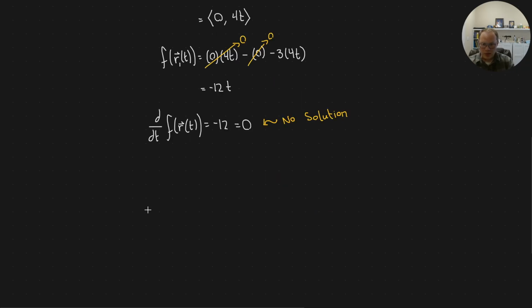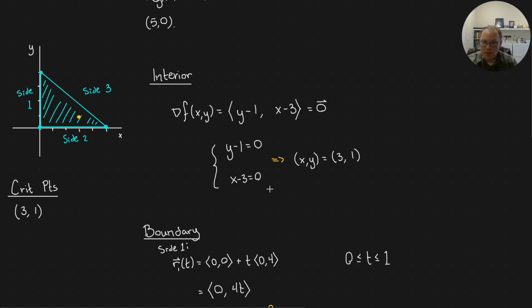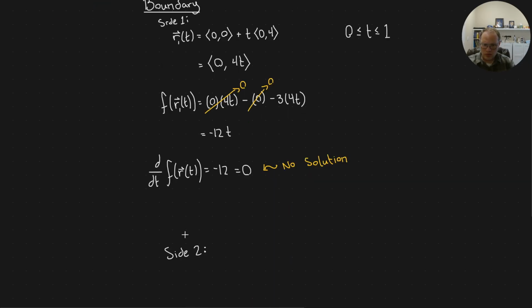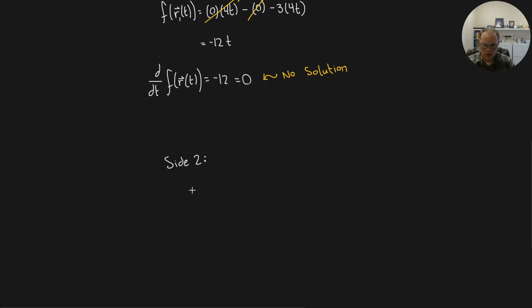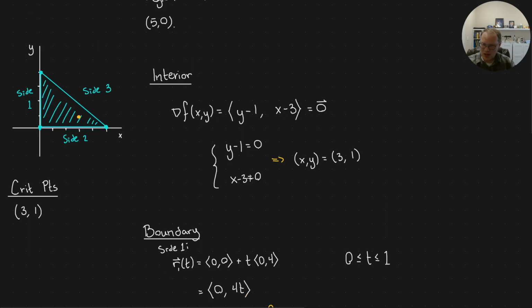Now let's do side 2. So again, we need a parameterization for that side. We again recognize that we're dealing with a line here, and so we can use our formula for a line. So my parameterization for my second side, I'm going to take a point on the line. I can choose 0, 0, which is probably the easiest, right?